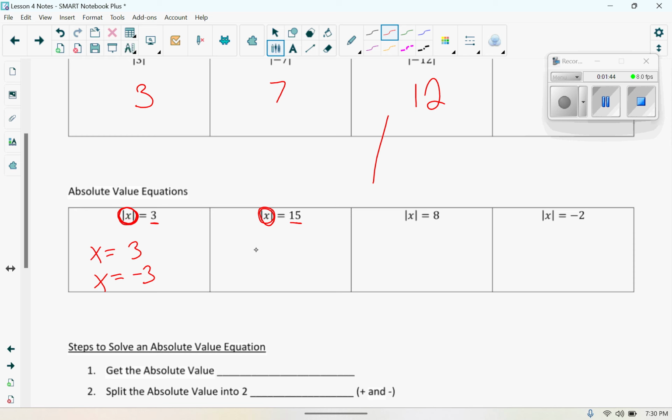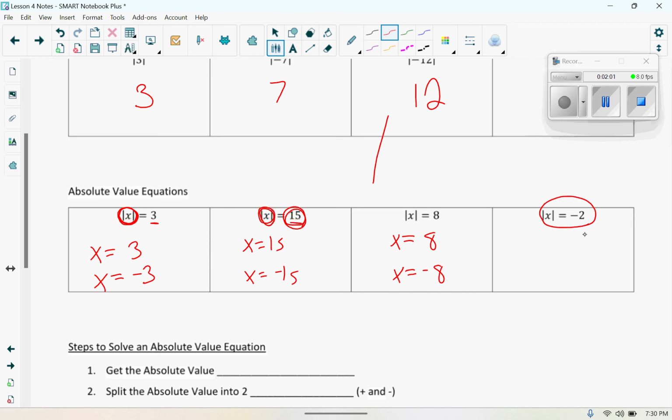So let's see. If I went to the right, x would be 15, but if I went to the left, x would be -15. Both of them would give me a distance of 15. Same thing with 8. If I went to the right, I would have a +8, but when I went to the left, I would have a -8.